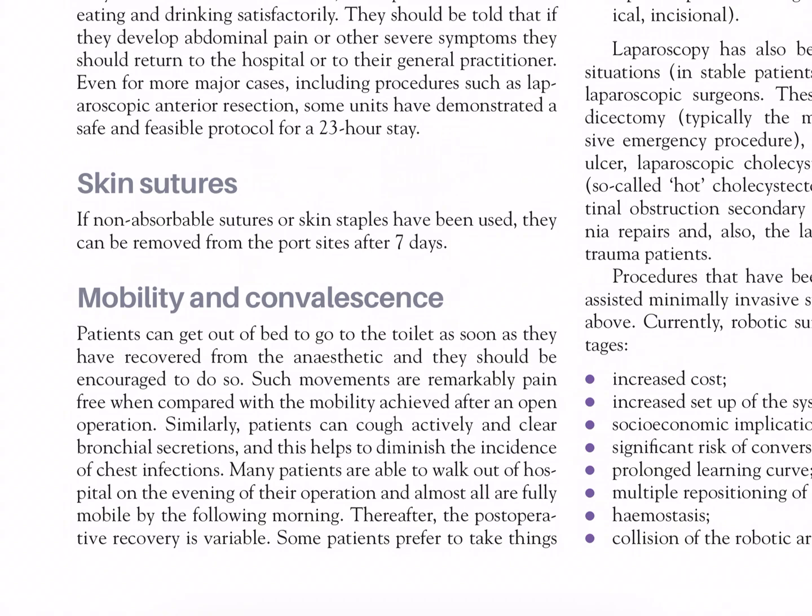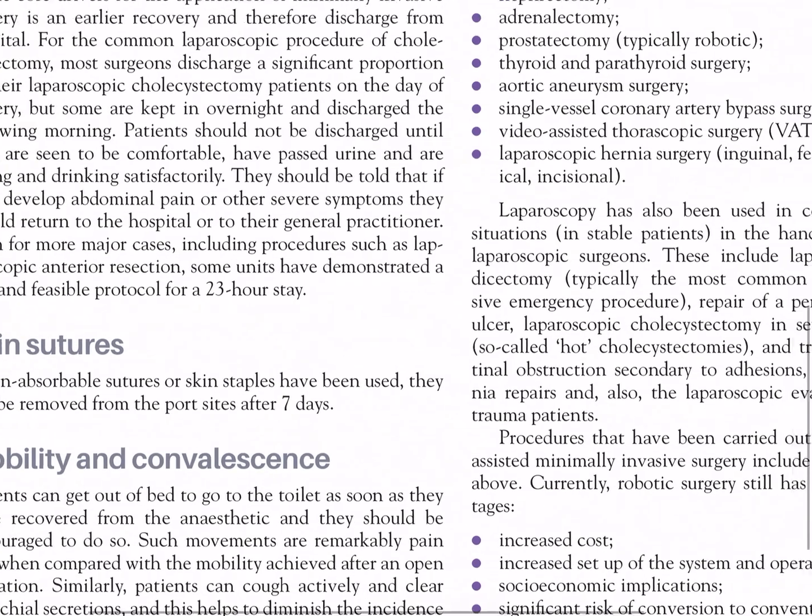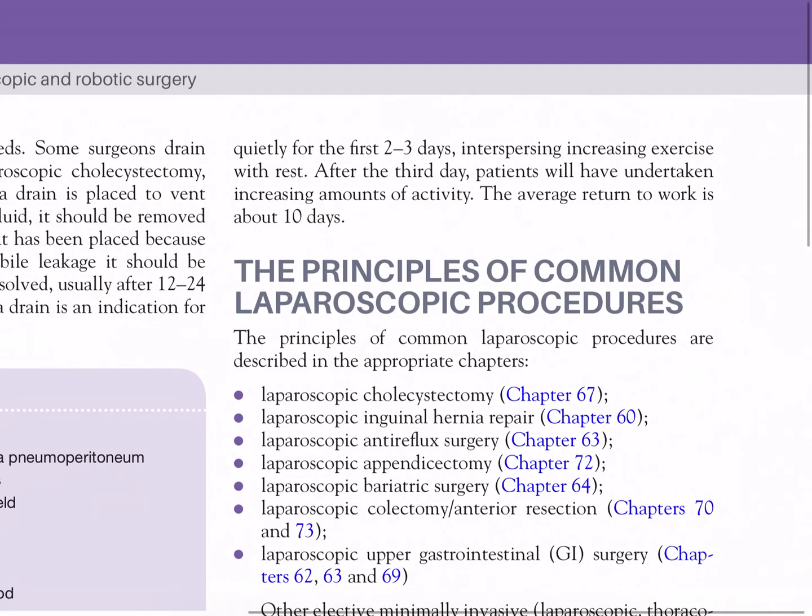Similarly, patients can cough actively and clear bronchial secretions, and this helps to diminish the incidence of chest infections. Many patients are able to walk out of the hospital on the evening of the operation, and almost all are fully mobile by the following morning. Thereafter, the post-operative recovery is variable. Some patients prefer to take things quietly for the first 2 to 3 days, interspersing increasing exercise with rest. After the third day, patients will have undertaken increasing amounts of activity. The average return to work is about 10 days.